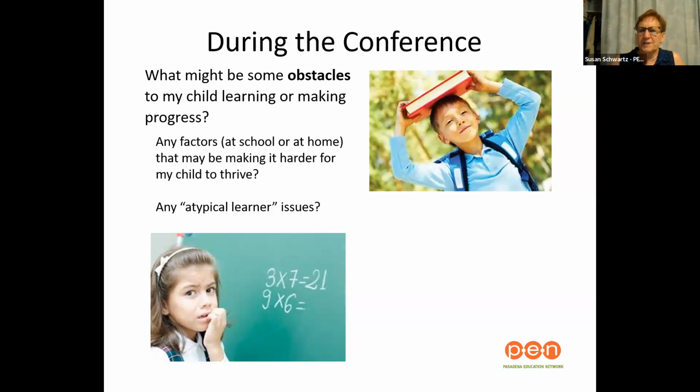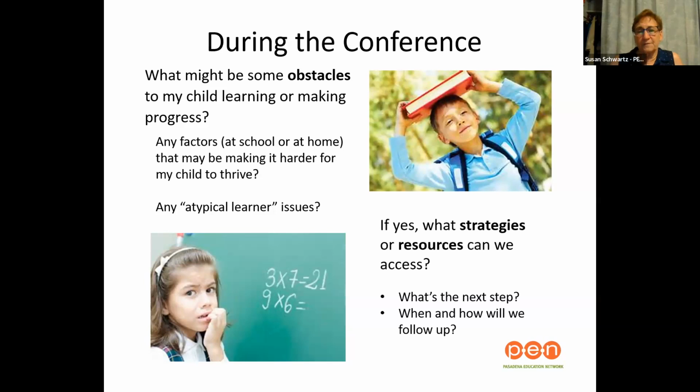If the teacher feels there's anything that suggests your child is not a typical learner in some respect, they may recommend an evaluation for an individualized education plan, or just that your child needs to be worked with in a certain way. And again, if there are any issues, what are the strategies or resources that we can access?